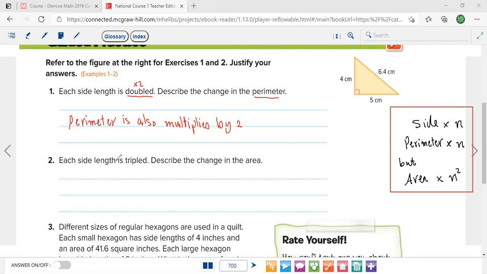Each side length is triple. Triple means multiplied by 3. Describe the change in area. So area will be multiplied by 3 power 2, which is 9.